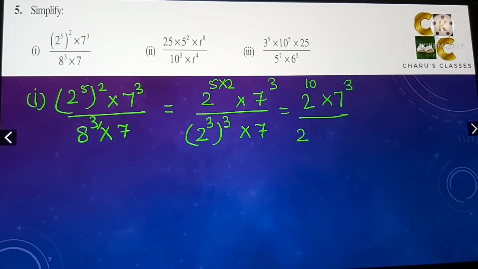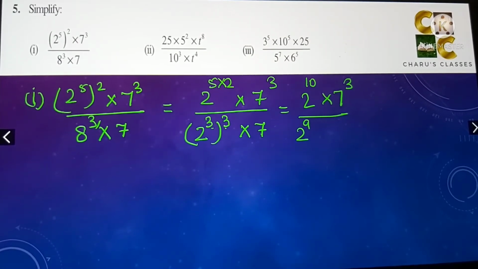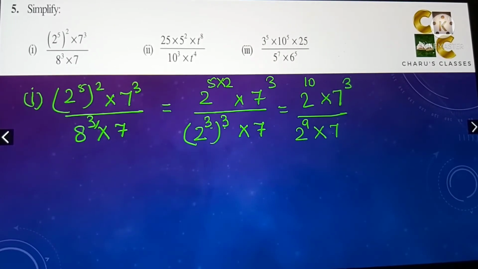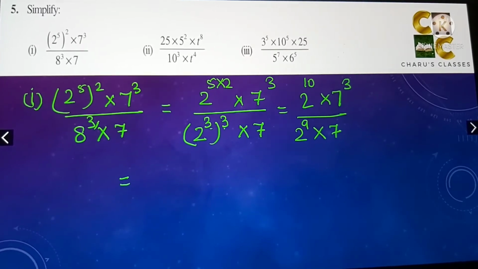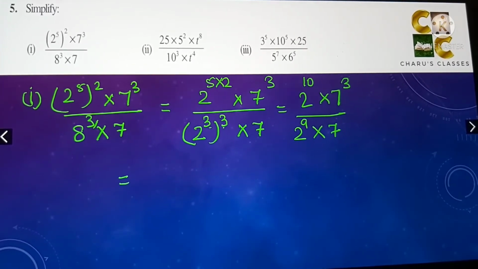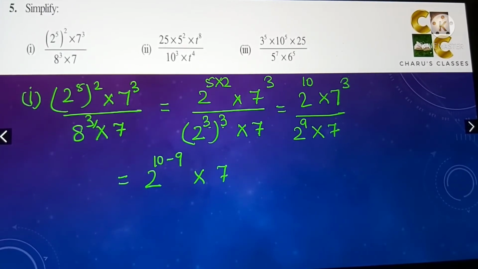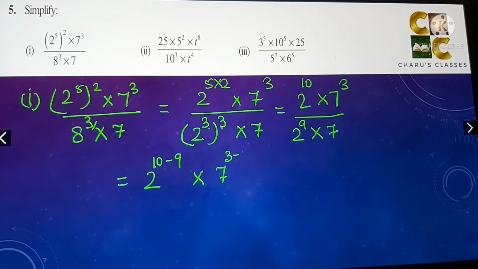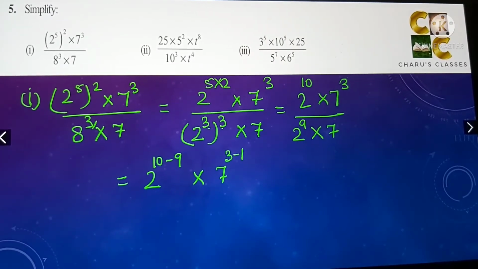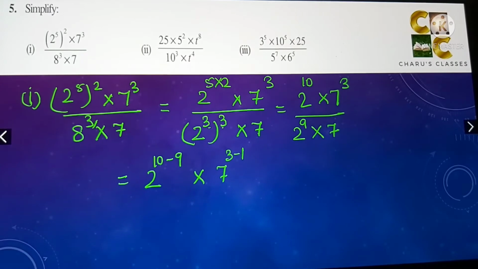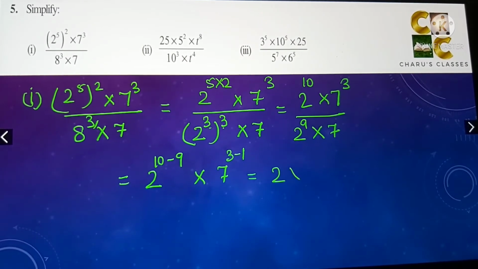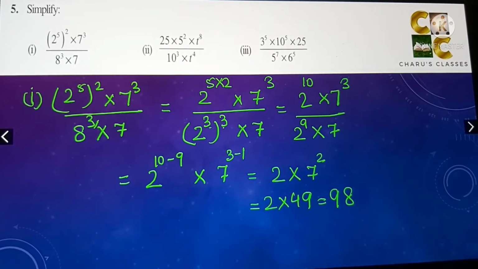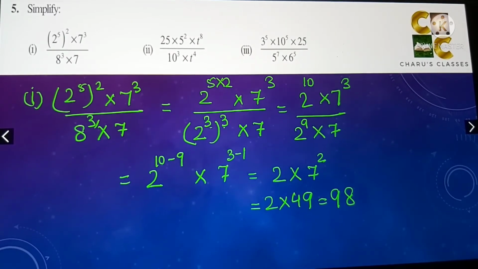This is 2 to the power 10 into 7 to the power 3 by 2 to the power, this 3 and 3 will multiply, 2 to the power 9 into 7. Now we'll take 2 to the power 10 divided by 2 to the power 9, that will be 2 to the power 10 minus 9, and 7 to the power 3 by 7, that is 7 to the power 3 minus 1. So this is 2 into 7 to the power 2, which is 2 into 49, and the answer is 98.